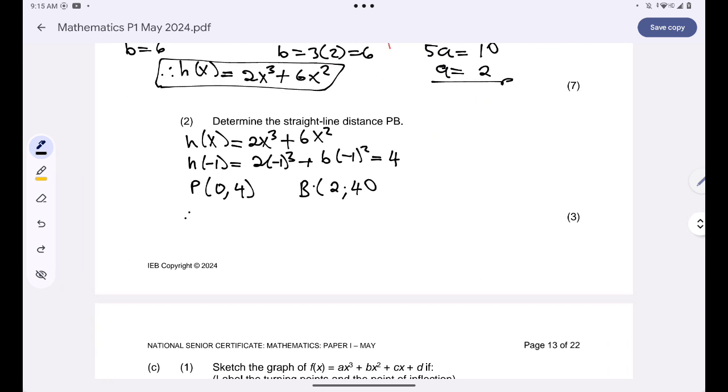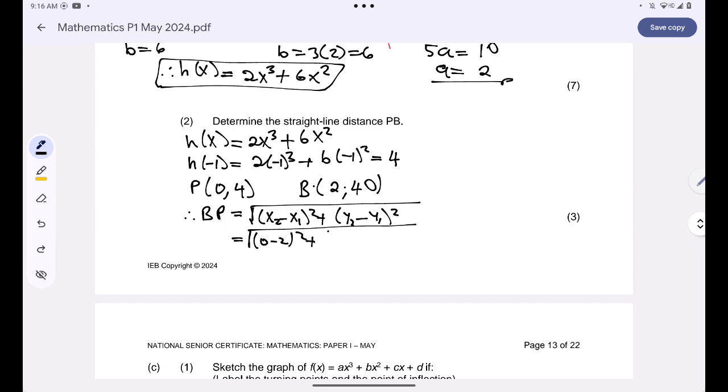So therefore, the distance PB, I'll simply use my distance formula. X2 minus x1 all squared, y2 minus y1 all squared. I'll simply have 0 minus 2 all squared plus 4 minus 40 all squared.